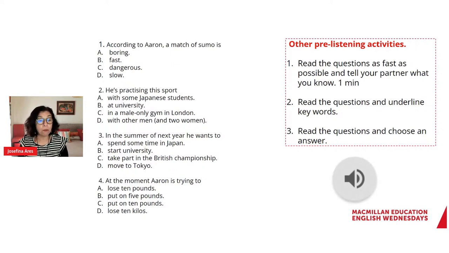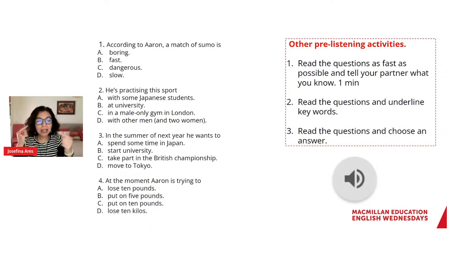And four: at the moment, Aaron is trying to lose 10 pounds, put on 5 pounds, put on 10 pounds, lose 10 kilos. Okay, so again, here "trying", maybe "Aaron trying", are probably the key words in that question. But the information is really in the multiple choice, because that's what you're listening for. You're listening for how many pounds he's trying to lose, probably, because "put on" would be a bit strange, or maybe "put on" because it's sumo.